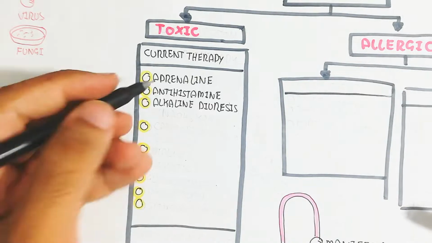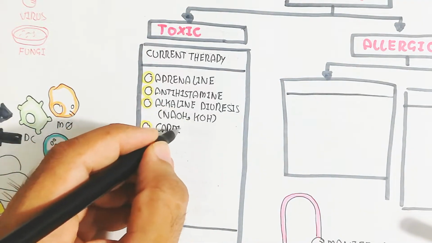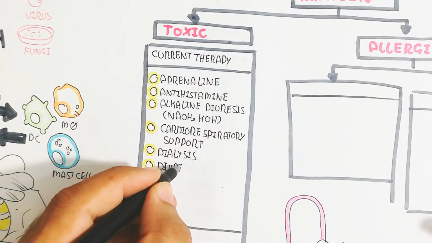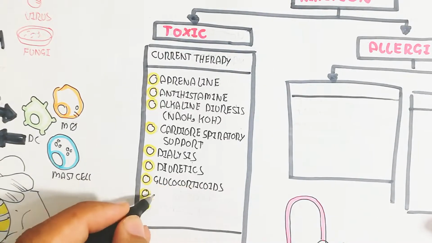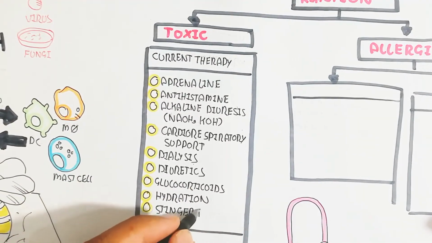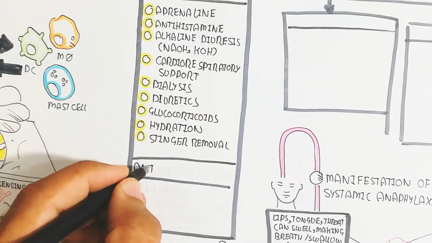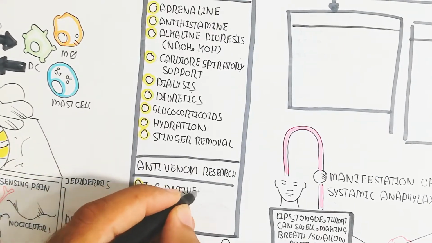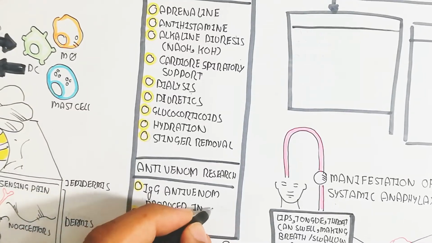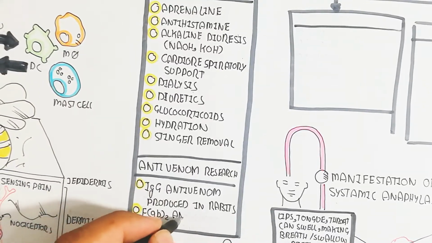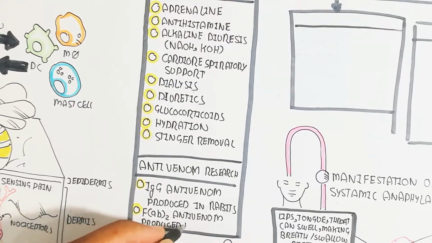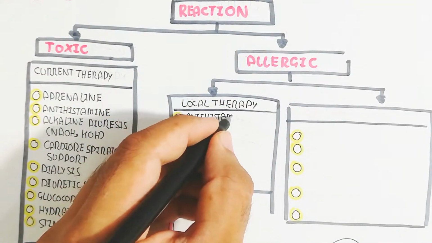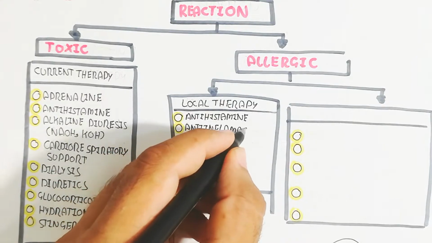The therapeutic agents are adrenaline, antihistamine, alkaline diuretics, cardiorespiratory support, dialysis, diuretics, glucocorticoids, hydration and stinger removal. On the other hand, in anti-venom research, there is an IgA anti-venom produced in rabbits and an F(ab')2 anti-venom produced in horses. The current therapy can be used for the clearance of side effects and symptoms.